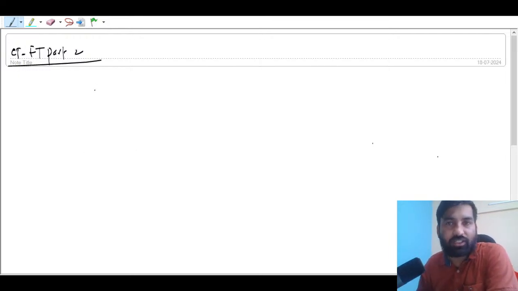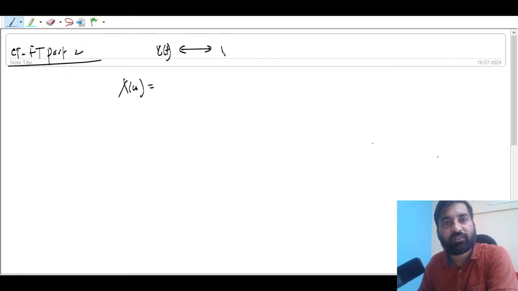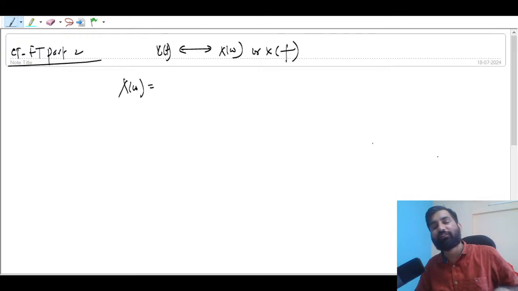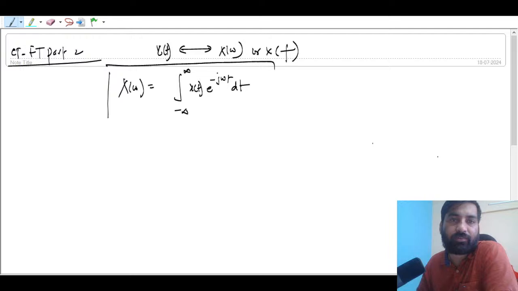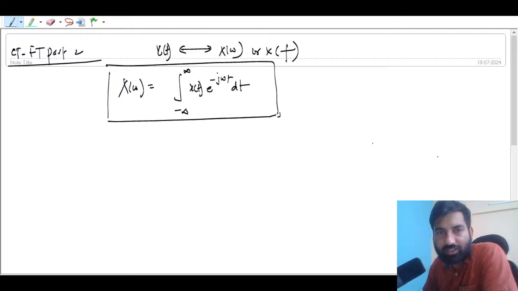So let me recall the analysis and synthesis equation. So what was the analysis equation? Analysis equation is nothing but you can find X of omega, and we have used this kind of notation. If time domain x(t) is given, we can find out the Fourier transform of it, or you can say X of f also. So omega form and f form both I have discussed. And X of omega is nothing but the integral of x(t) e raised to power minus j omega t dt, with integration running from minus infinity to infinity. So this is a Fourier integral, and it's a pair, the inverse Fourier transform we call it.